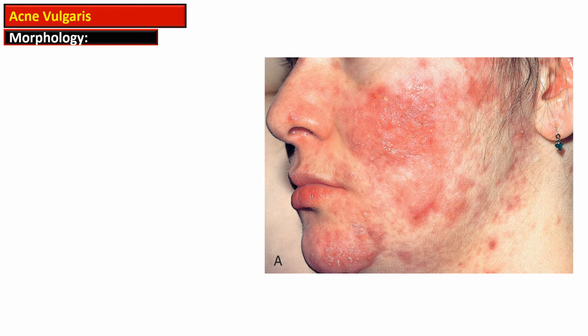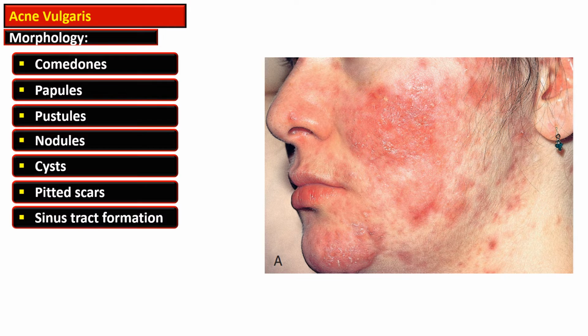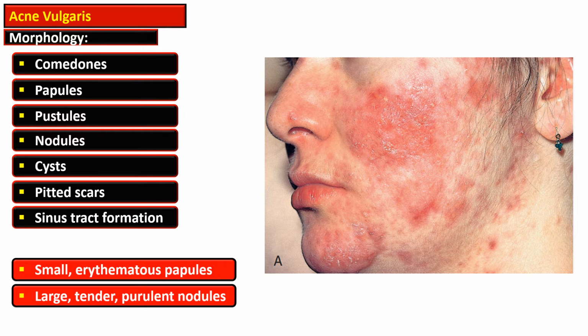So we can summarize the morphologic lesions of acne as comedone, papule, pustule, nodule, cyst, pitted scar, or sinuses. They may present as a small erythematous papule or large tender purulent nodules. This gross picture is showing an inflammatory acne that is associated with erythematous papules and pustules.